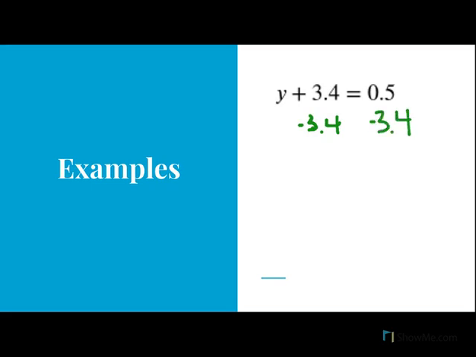Okay. If I do that then, these would cancel. I just have y on this side. And then 0.5 minus 3.4 would be negative 2.9, and that would be my answer.